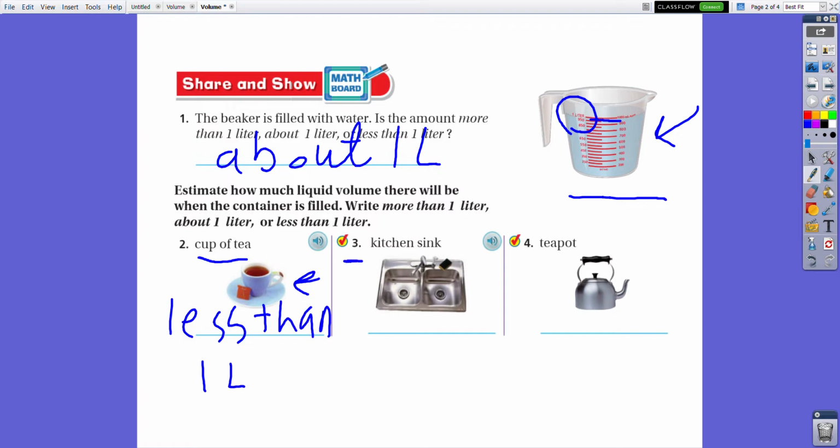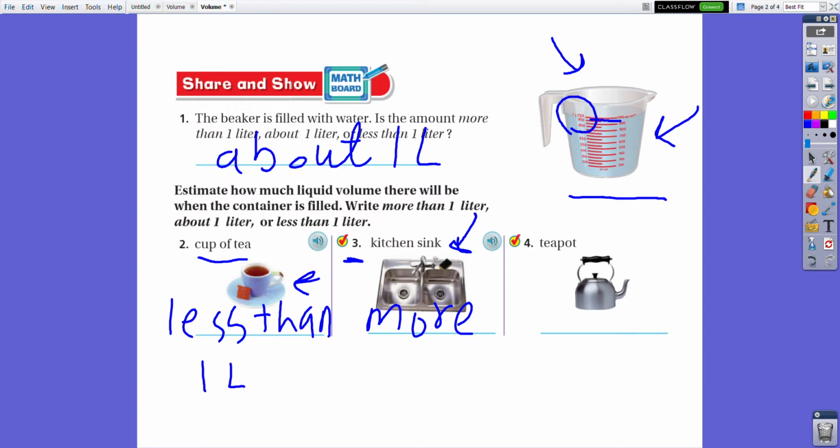Now look at number 3, kitchen sink. You know the sink in the kitchen that we use for washing dishes? Okay, when we fill the whole sink with water, it's a very big sink. Do you think this sink holds more than 1 liter, less than, or about? Compare the size of this sink with the beaker. So of course more than 1 liter. Okay?